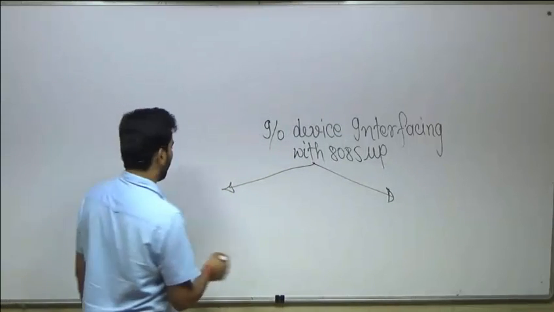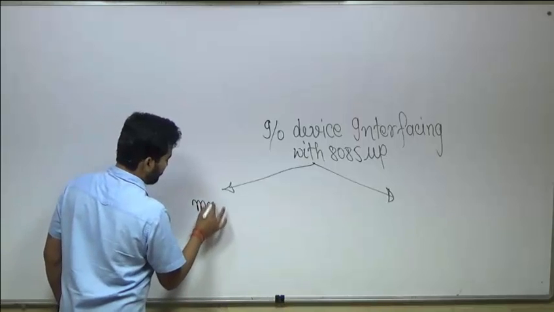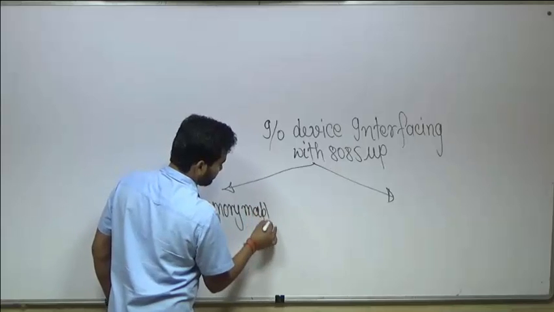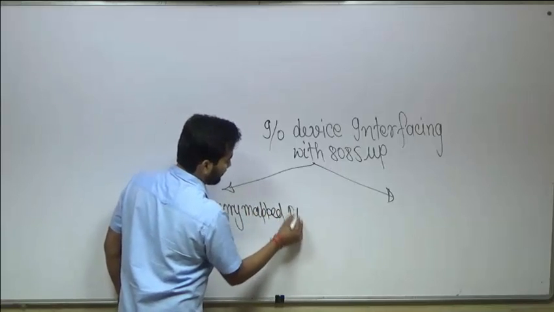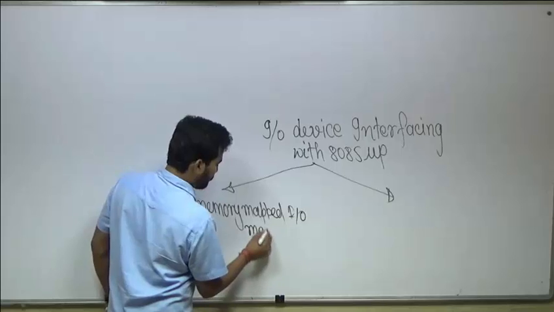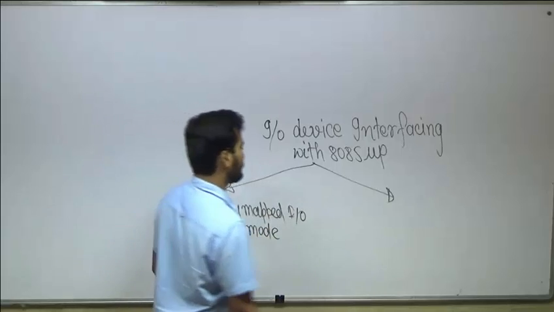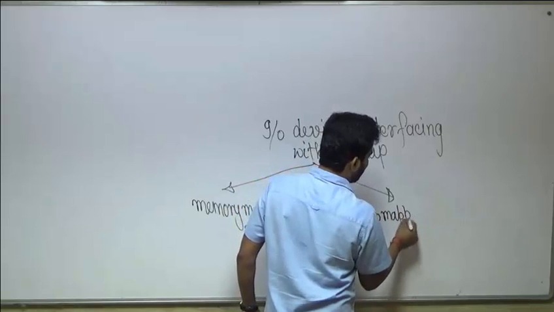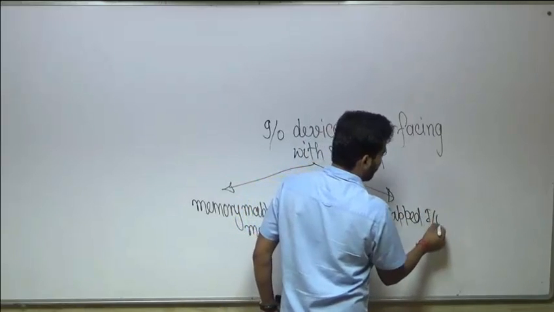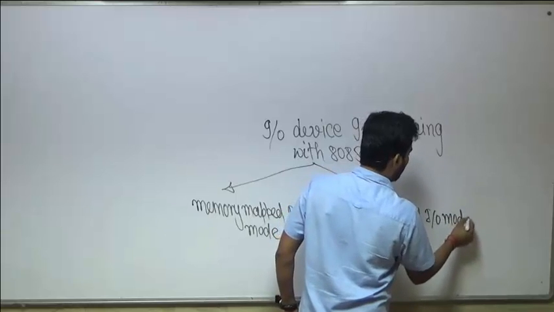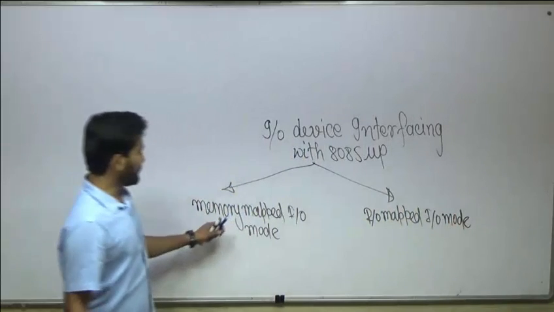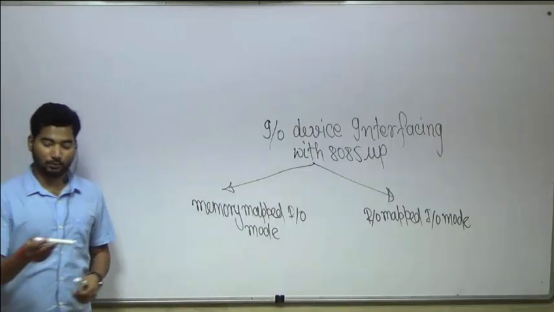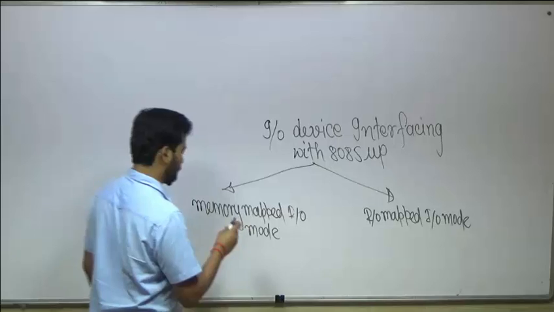First one, we can use memory mapped IO mode to connect the input-output device, or we can use IO mapped IO mode to connect the input-output device. Out of these two modes, we can use any of the modes to connect the input-output device to the 8085 microprocessor.